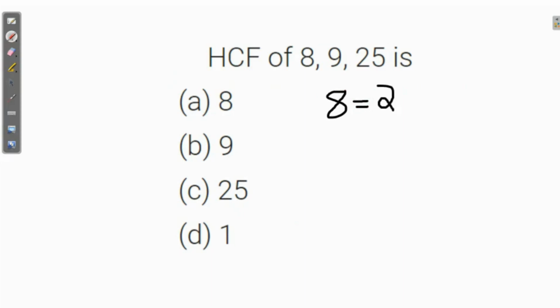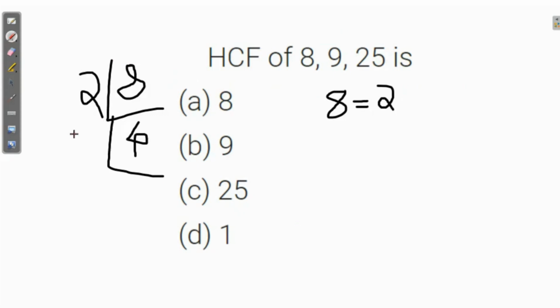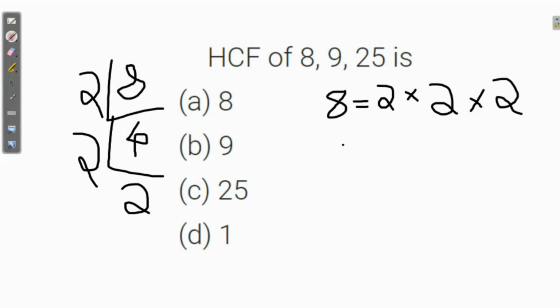So I'll directly write it. Basically, I used to do it like this when I was your age. But 8 is a simple number, so I don't think we need to do it in that way. I'll get 4 here. Sorry for my handwriting. 2, 2, and then 2 into 2 into 2. Okay, 9 is nothing but 3 threes are 9.